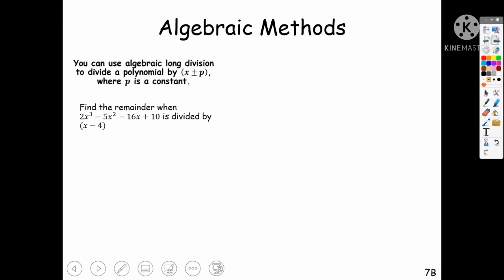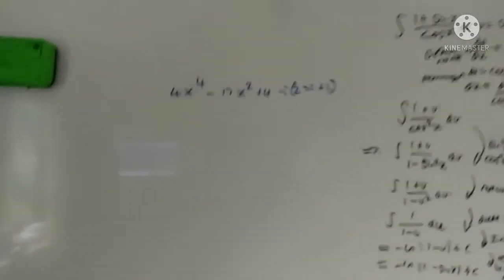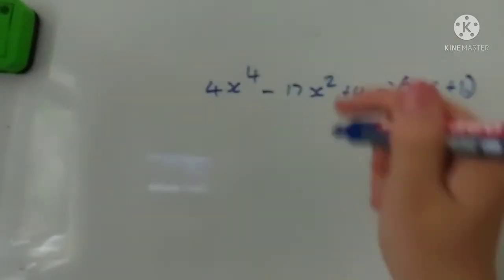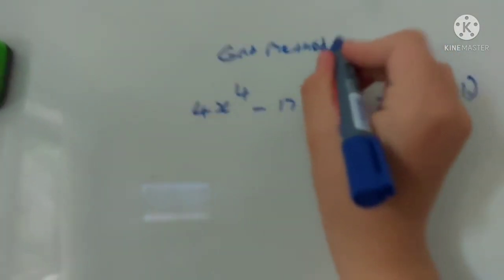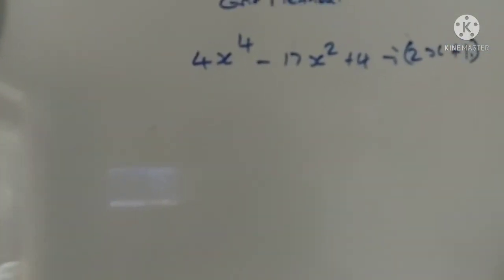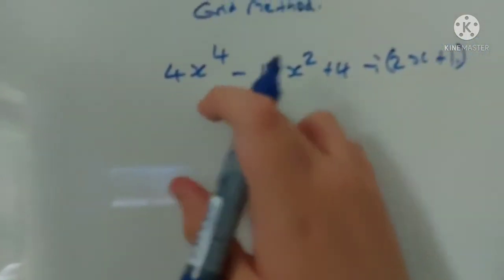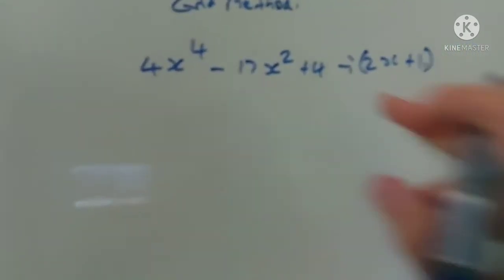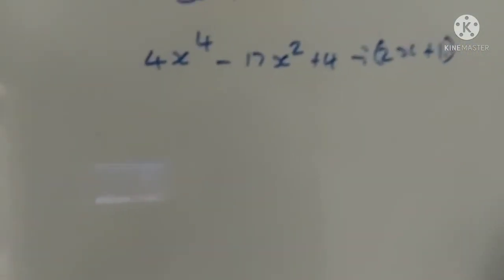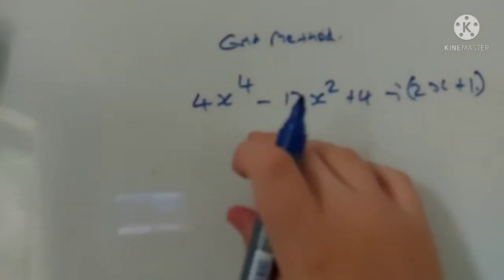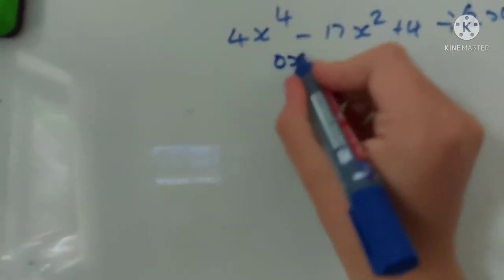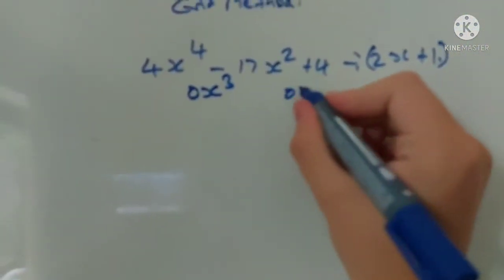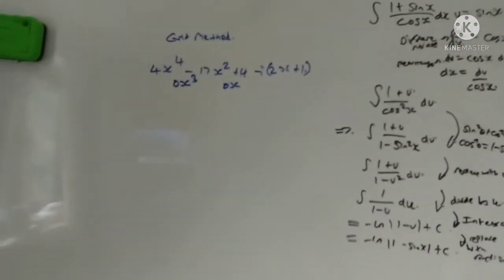Okay, so for this one, you're using the grid method. My preference for polynomial division is the grid method. Now, I've got a 4, then I jumped straight to a 2. Like in the video you've just seen that I recorded previously, I need some sort of placeholder. You can put them in, and I will. So I need a 0x cubed, and I need a 0x. I always put those in so I know what I'm doing before I actually create my grid. So I'm going to create the grid.